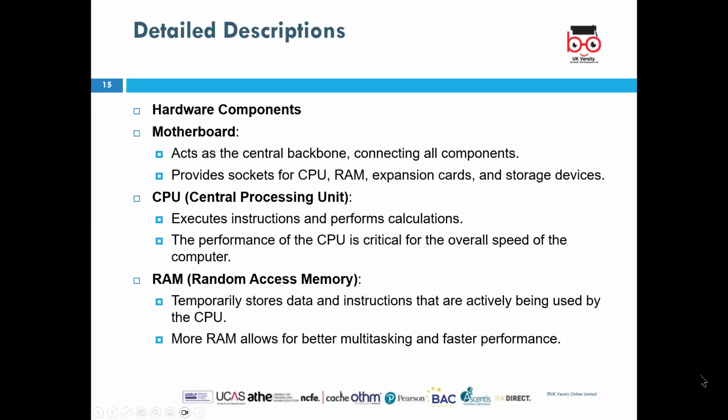Okay, so hardware components, again, we've looked into the video, which explained to us what it does. And our motherboard, we know that it simply acts as a backbone, and it allows us to connect all our components, all our input and output devices. CPU, central processing unit, executes the instructions or performs calculations. RAM temporarily stores data and instructions that are currently being used by our CPU.